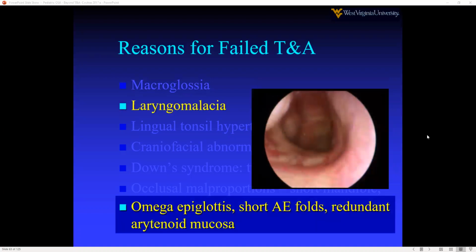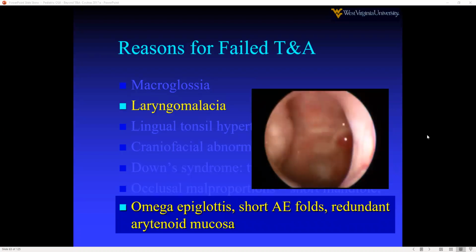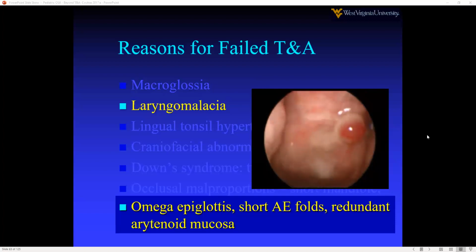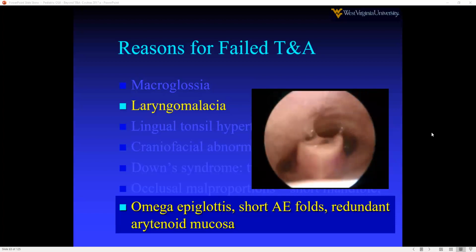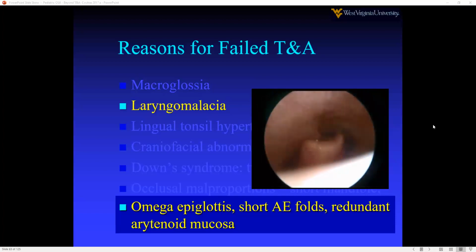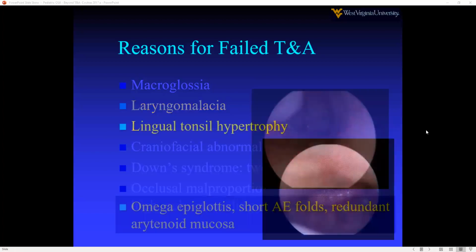Well, what about laryngomalacia? You have the infantile or omega epiglottis, short aryepiglottic folds, sometimes redundant arytenoid mucosa. This is post-adenoidectomy, with a little residual there. And so look at the epiglottis. It's kind of folding in on itself. And there are different patterns of epiglottic obstruction. But this is kind of an omega epiglottis. There are different types of treatment that you would use for laryngomalacia.